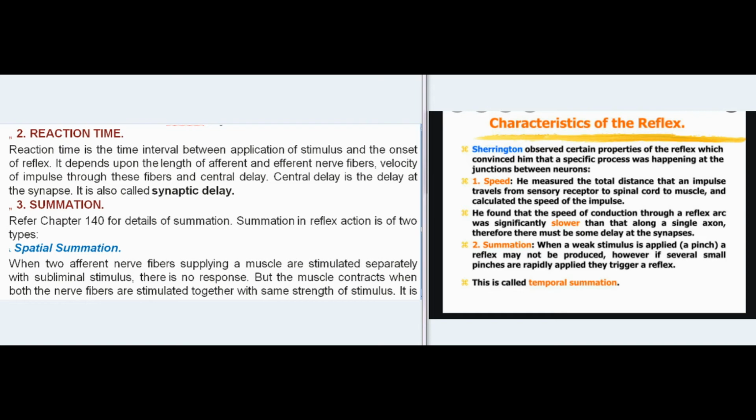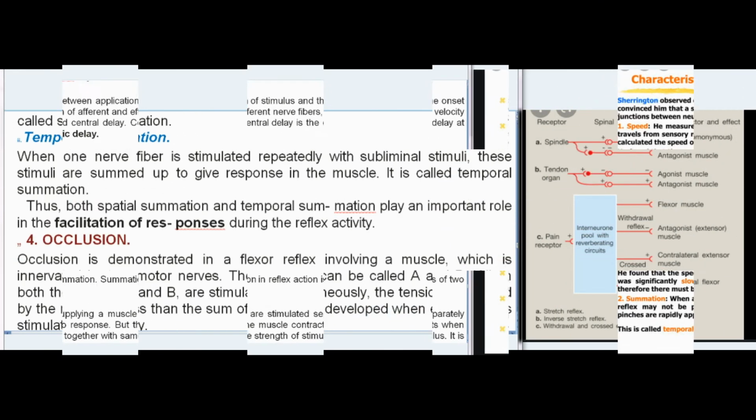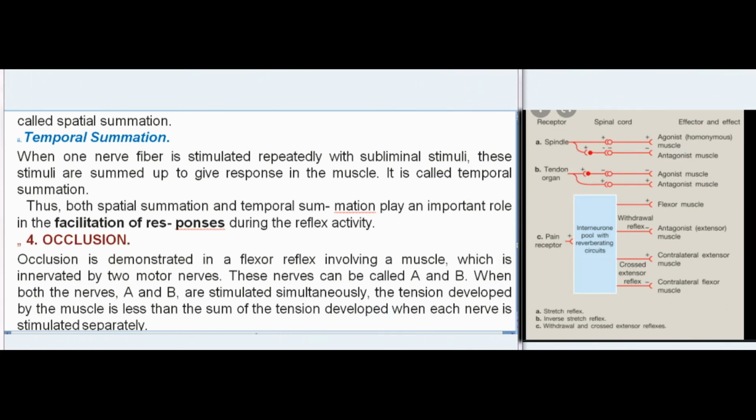3. Summation. Refer chapter 140 for details of summation. Summation in reflex action is of two types: spatial summation. When two afferent nerve fibers supplying a muscle are stimulated separately with subliminal stimulus, there is no response. But the muscle contracts when both the nerve fibers are stimulated together with same strength of stimulus. It is called spatial summation.